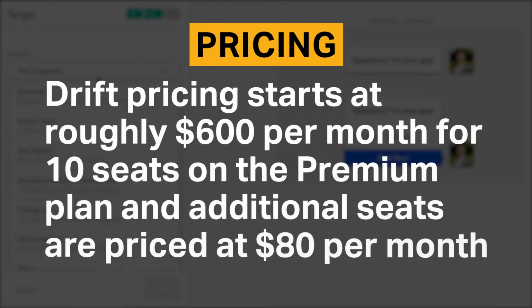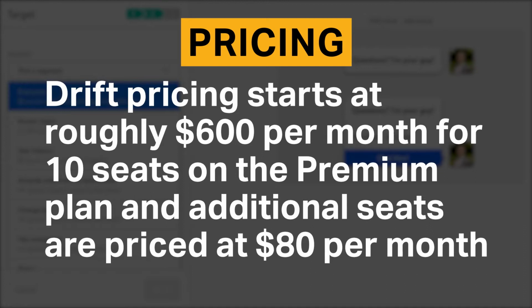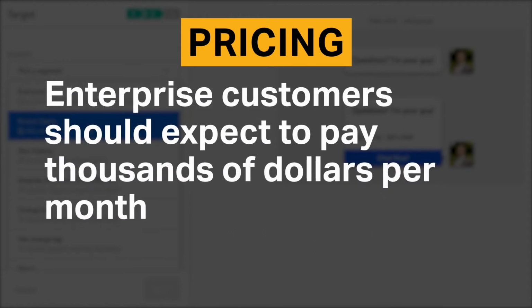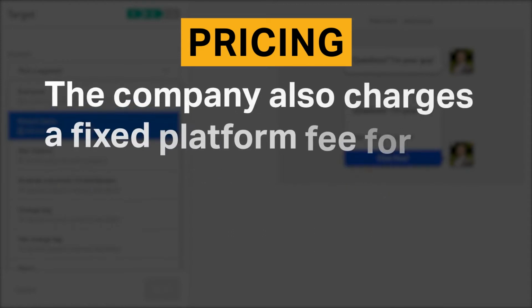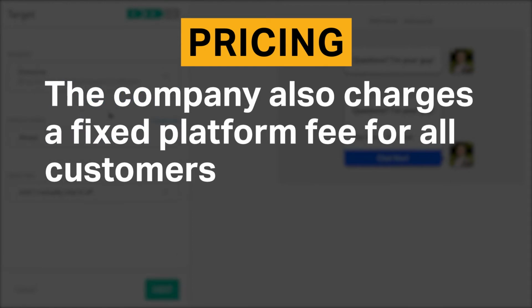Drift pricing starts at roughly $600 per month for 10 seats on the premium plan, and additional seats are priced at $80 per month. Enterprise customers should expect to pay thousands of dollars per month. The company also charges a fixed platform fee for all customers.